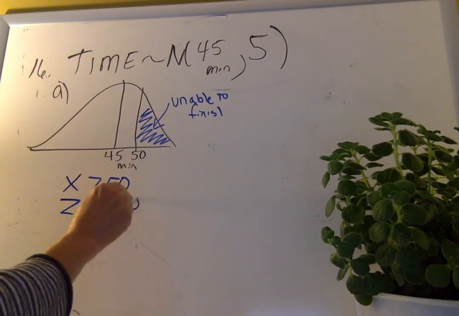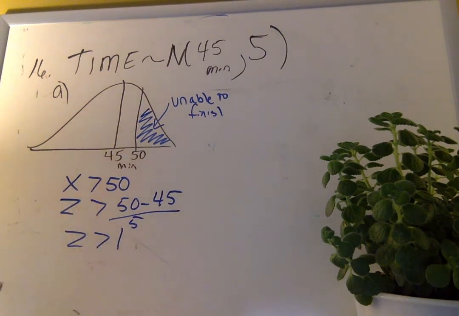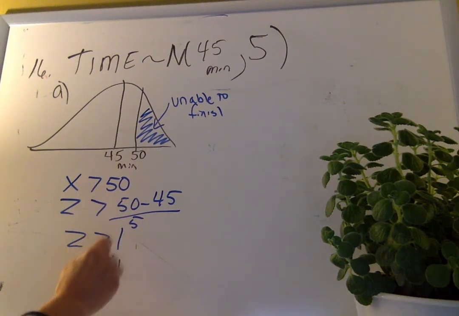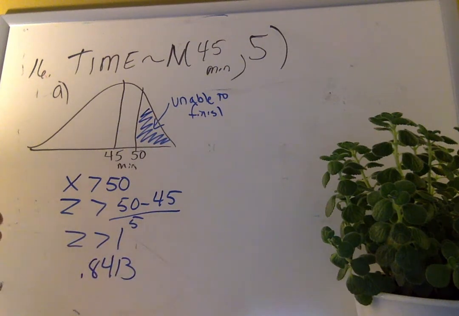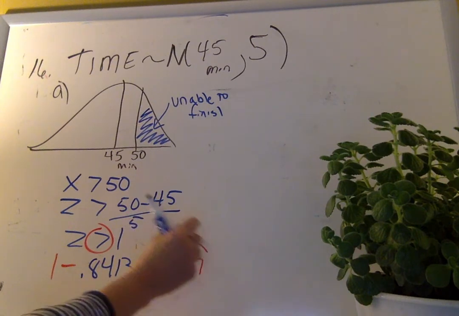Z greater than, subtract the mean, divide by standard deviation. This is Z greater than 1. He's the only one I have memorized. It's 0.8413, but maybe I should not trust myself. Let me look up the 1 first. 0.8413. But you're like, wait a minute, that can't be 84%. Oh, yeah, it's greater than. I have to subtract from 1, 0.1587.